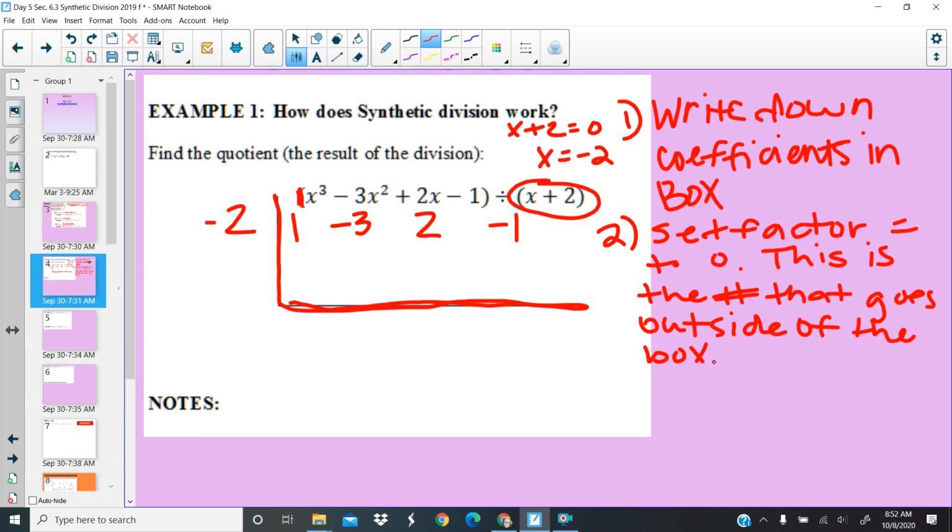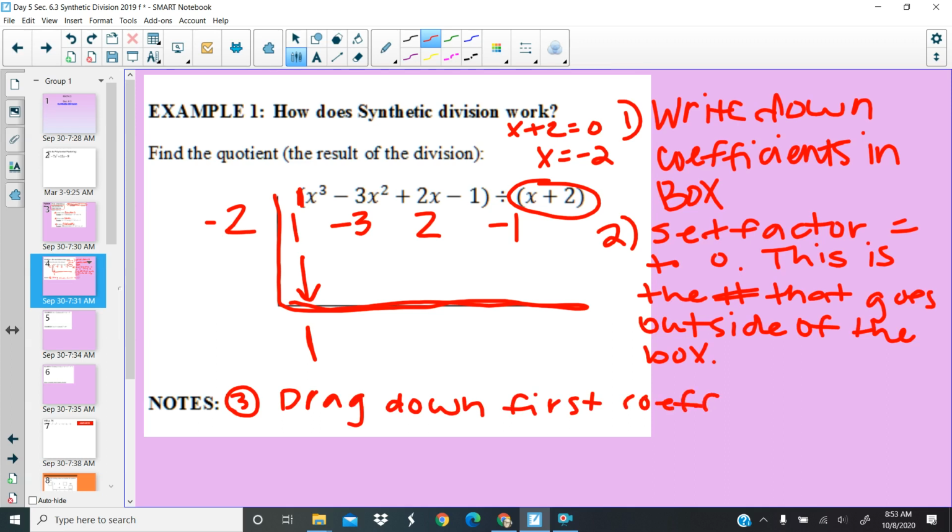The next step is to drag down the first coefficient and write it below the box. So we're going to write down a 1. That was step 3: drag down the first coefficient.